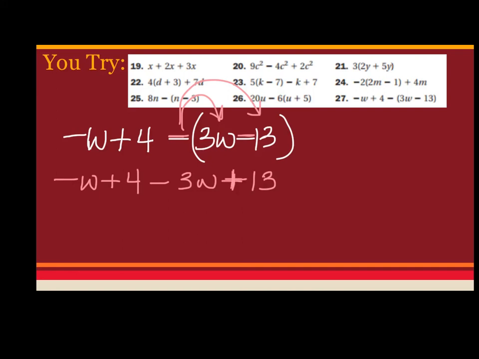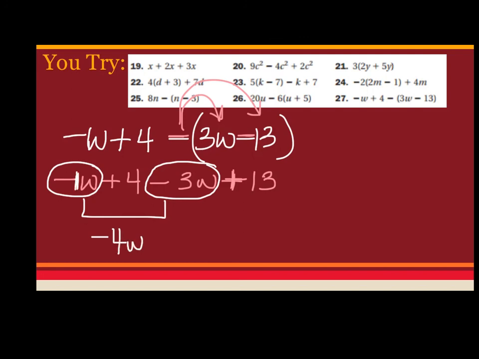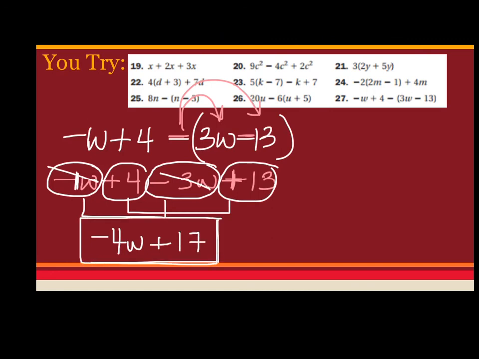We're going to combine some like terms. I've got a like term here with a like term here. Combine those together to make a negative 4w, because that's an invisible negative 1. Combine this guy with this guy to make a plus 17. And we cannot get any simpler than that, because negative 4w and positive 17 are not like terms.